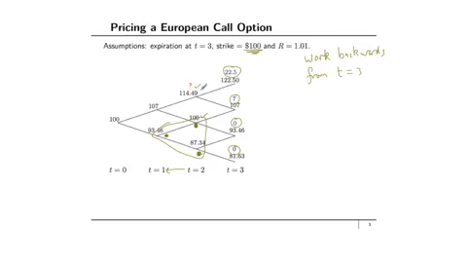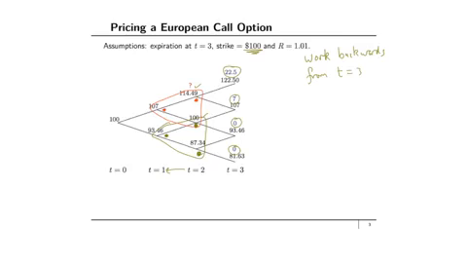Likewise, in the one-period model here, we can do the same thing. We know how much the option is worth at this node. We know how much it's worth at this node. It's already calculated. And we can use our one-period knowledge to figure out its value at this node.